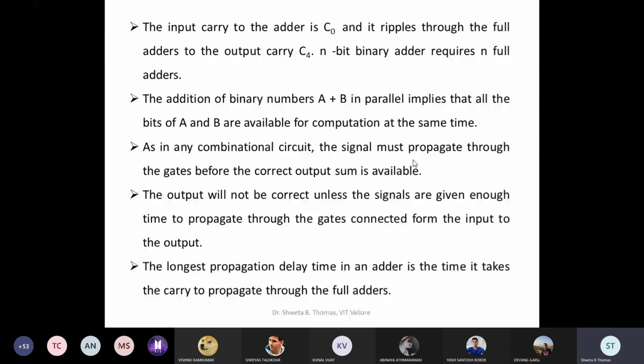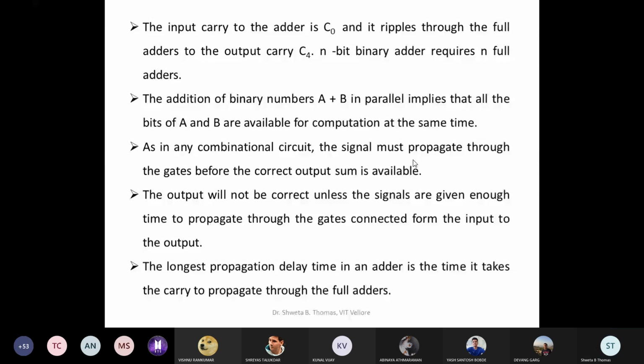As in any combinational circuit, the signal must propagate through the gates before the correct output sum is available. Just now I told you, the output will not be correct unless the signals are given enough time to propagate through the gates connected from input to output. Same here, the longest propagation delay. Propagation delay means what? Can you tell me the meaning of propagation delay? What do you understand by propagation delay?